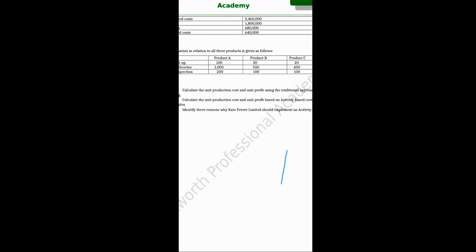The B part says calculate unit production cost and unit profit based on activity based cost. Now, within 5 minutes, we can't finish this. What do you need to do? You go to your B, open the product ABC. Direct material cost will not change. Direct labor cost will not change. Only the overhead cost per unit will change.